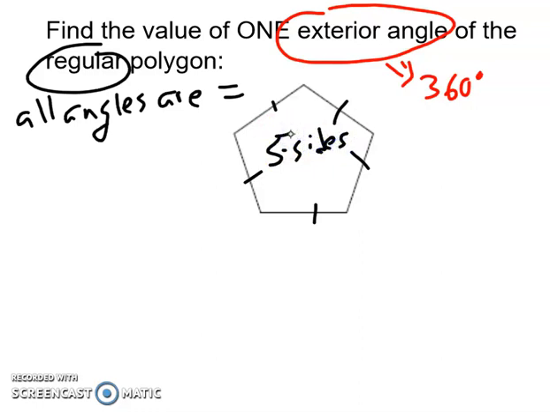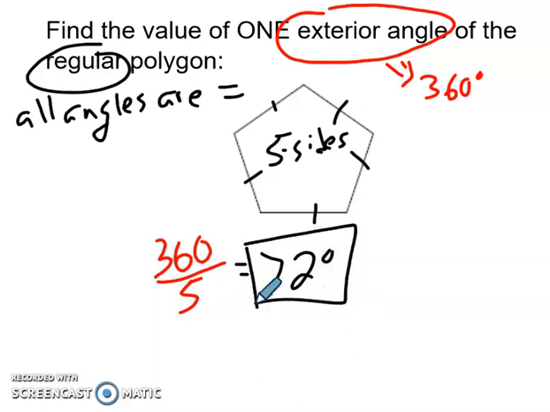This has 5 sides. So what I can do is take this value of 360, which is my total exterior angle, and divide it by the number of sides, because that means there are going to be 5 exterior angles that are equal to each other. So we do 360 divided by 5, and we get a whopping total of 72 degrees. That means that each exterior angle of this pentagon is going to be 72 degrees.